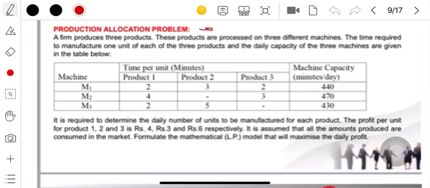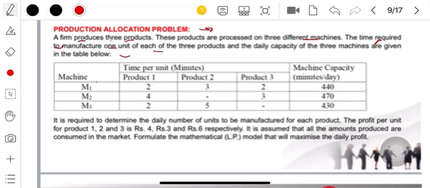Now I'm just going to show you how to formulate a given problem. A firm produces three products. These products are processed on three different machines. So a firm is producing three products, and each product has to be processed on three different machines. The time required to machine one unit of each of the three products and the daily capacity of the three machines are given in the table.